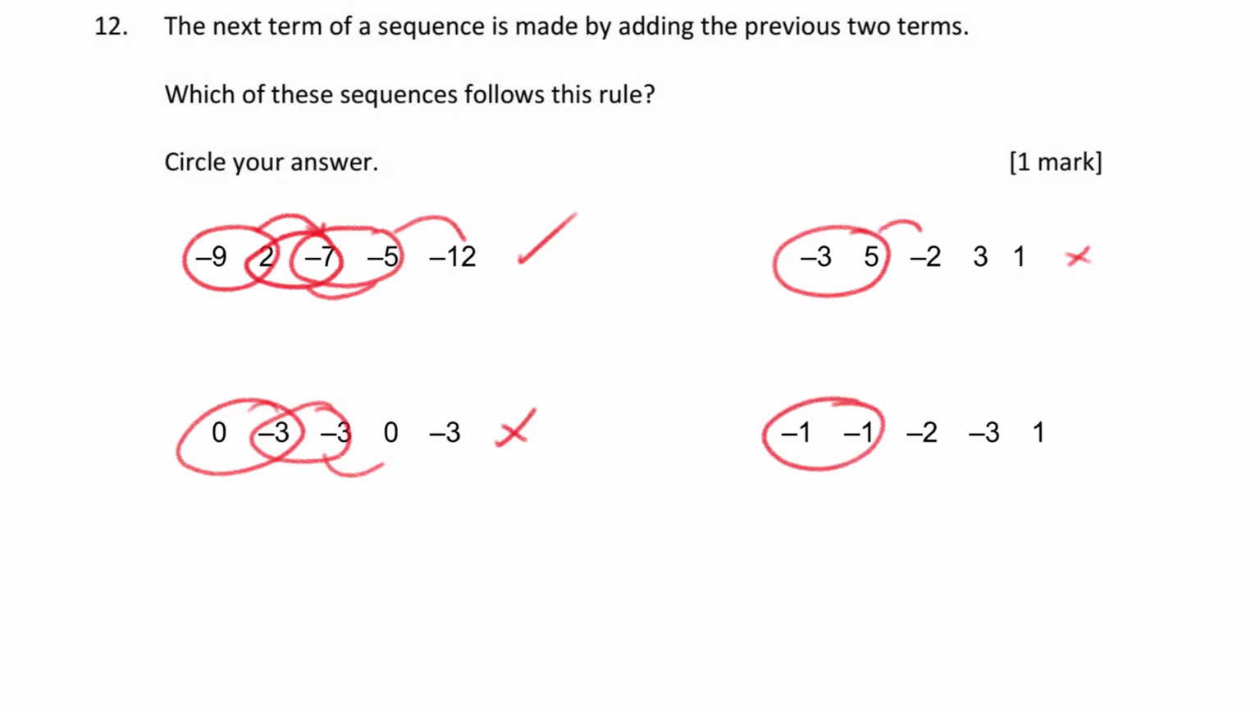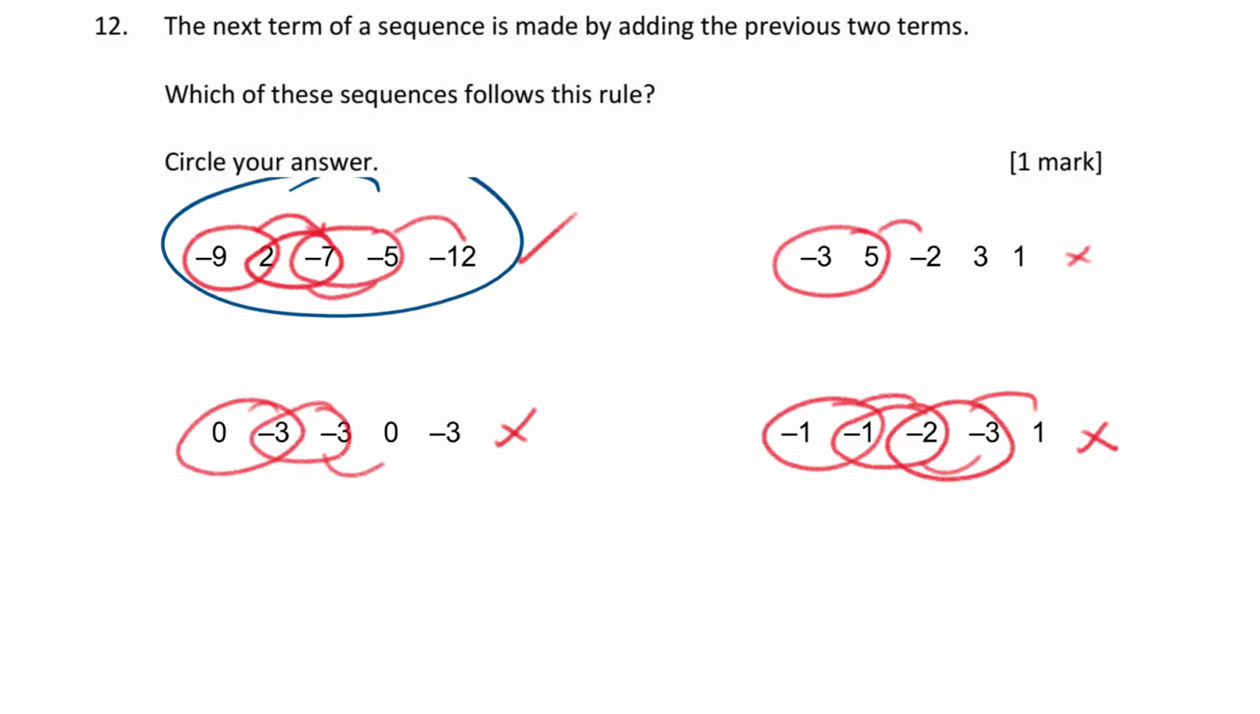If I add minus 1 and minus 1, do I get minus 2? Yes, I do. If I add minus 2 and minus 3, do I get minus 3? Yes, I do. So if I add minus 1 and minus 2, do I get minus 3? Yes, I do. And if I add minus 2 and minus 3, do I get 1? No, I don't. Okay, so the one that is the Fibonacci sequence is this one here.